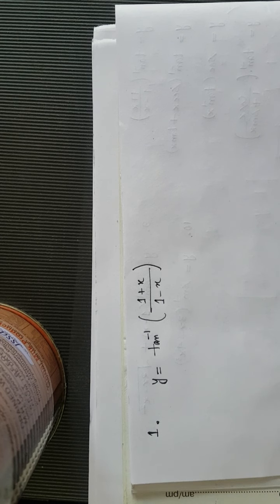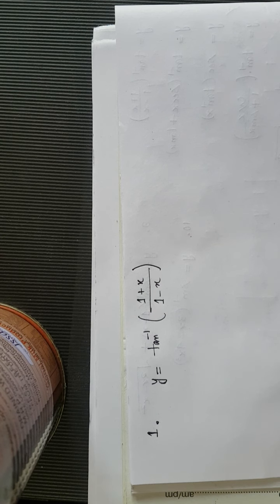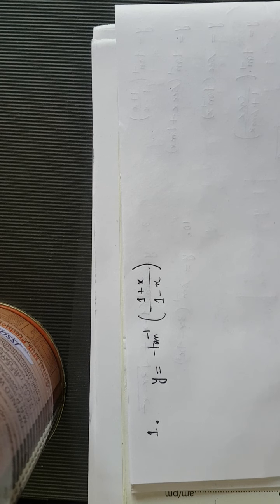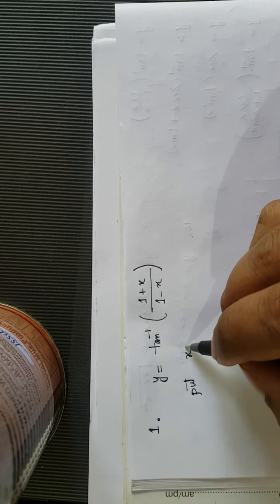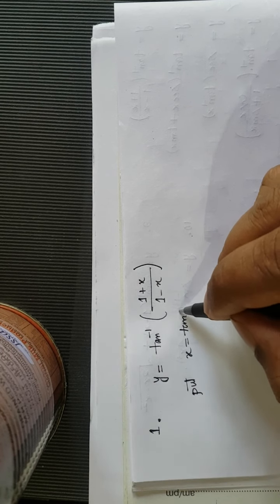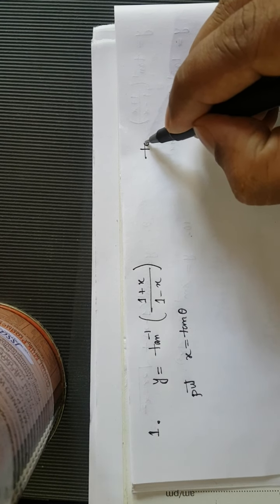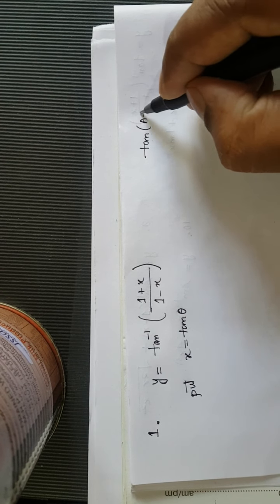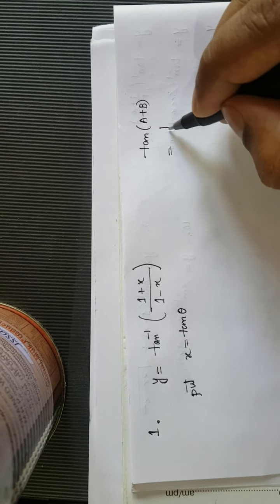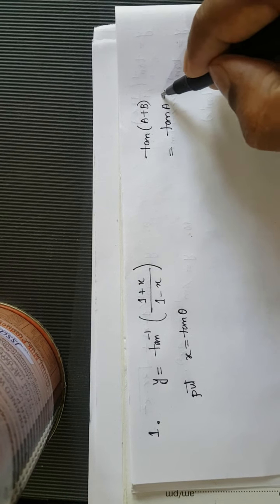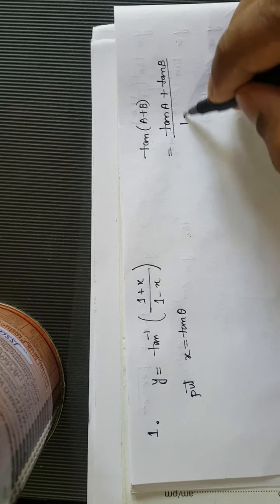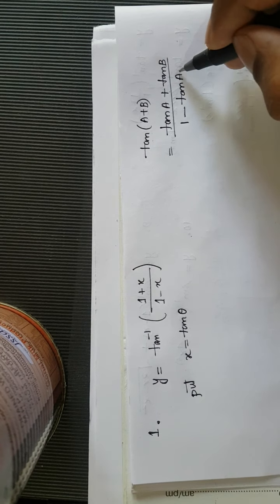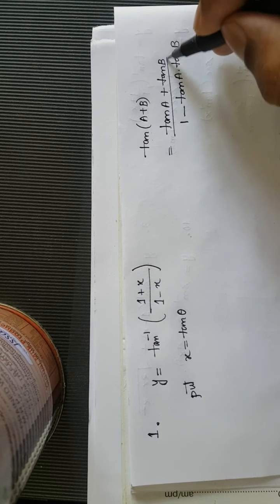How to solve it? You can solve it in two different ways. You can substitute, put x equal to tan theta. Now we will apply the formula tan a plus b equals tan a plus tan b divided by 1 minus tan a into tan b.